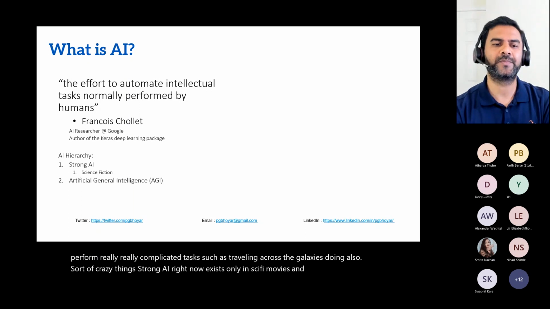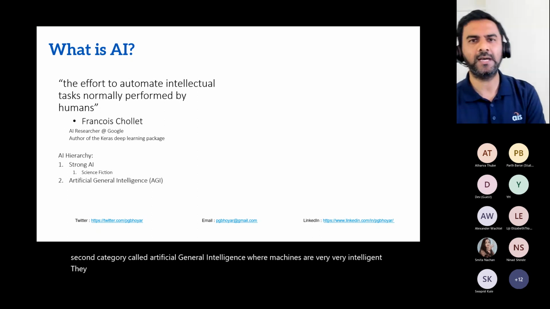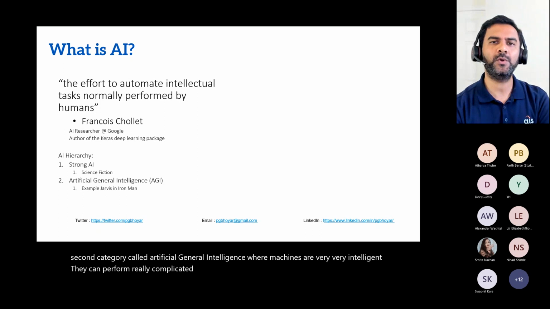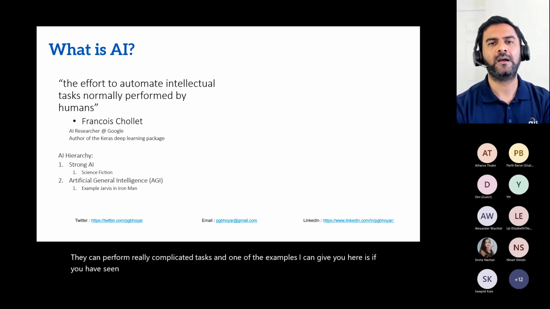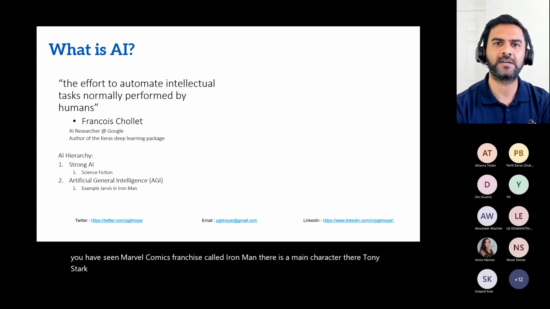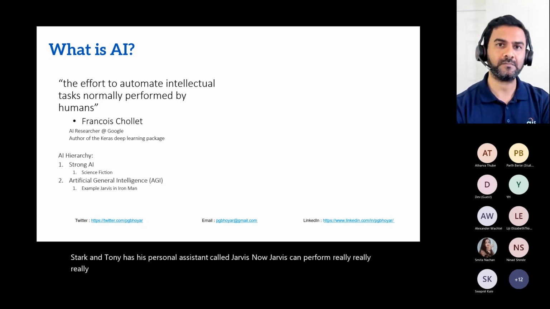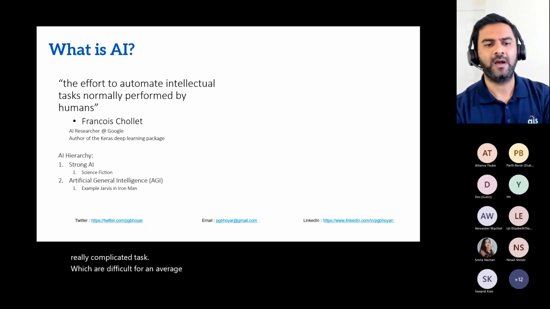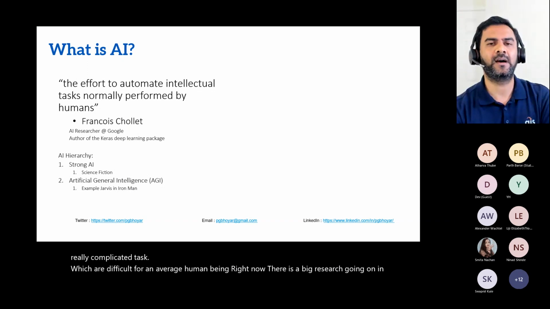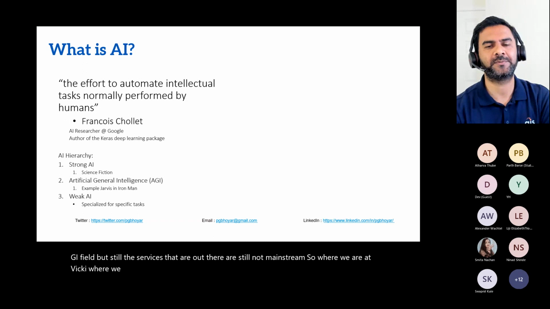There is a second category called artificial general intelligence, where machines are very, very intelligent. They can perform really complicated tasks. One example I can give you is the Marvel Comics franchise Iron Man. There is a main character there, Tony Stark, and Tony has his personal assistant called Jarvis. Jarvis can perform really, really complicated tasks, which are difficult for an average human being. Right now, there is big research going on in the AGI field, but still the services that are out there are not mainstream. So where we are at is weak AI, where we have specialized services for specialized tasks.